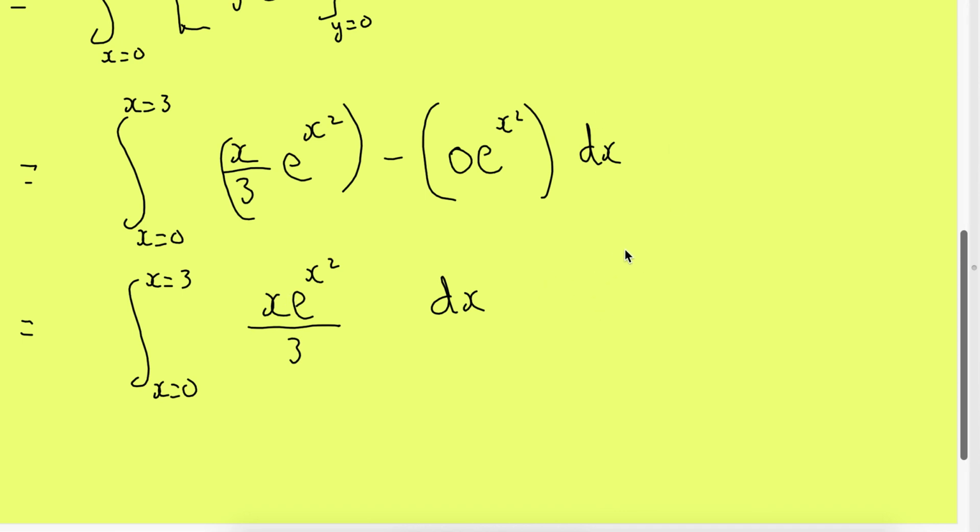So to do that, you let u be whatever the one is with the higher power. So we're going to let u be x squared. And then we differentiate it. So du by dx equals 2x, so dx is du over 2x.